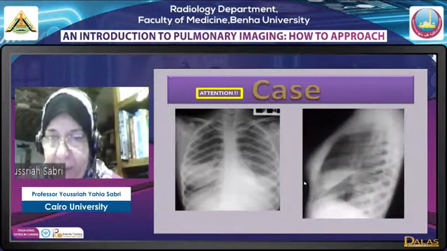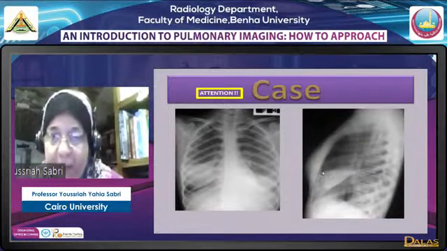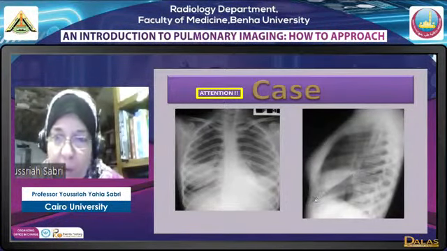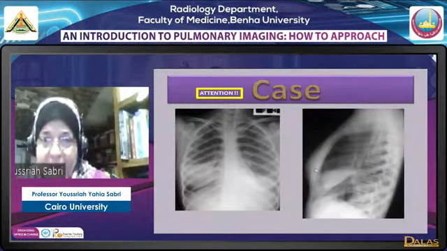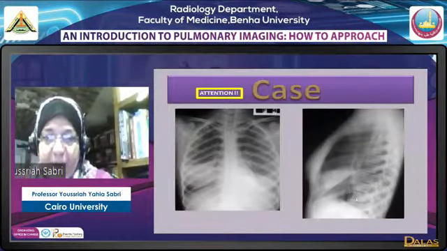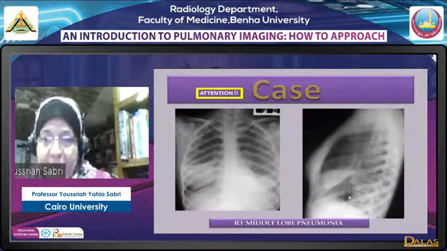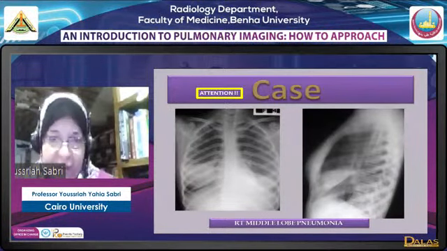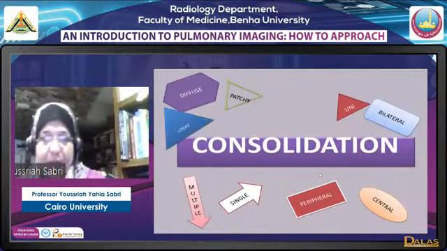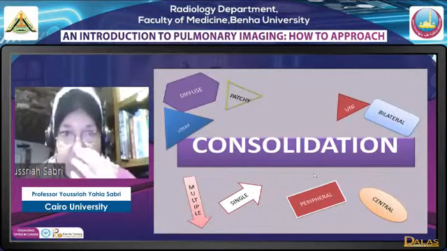In the lateral film, we have a triangular opacity with straight lines. This one, the upper one, represents the minor fissure, and the lower one represents the oblique fissure. They are not retracted, they are horizontal, and they are smooth, and they are straight. Okay, so this triangular opacity represents right middle lobe consolidation, and we will come to know that lobar consolidation is a pneumonia. Now coming to consolidation, what's consolidation?